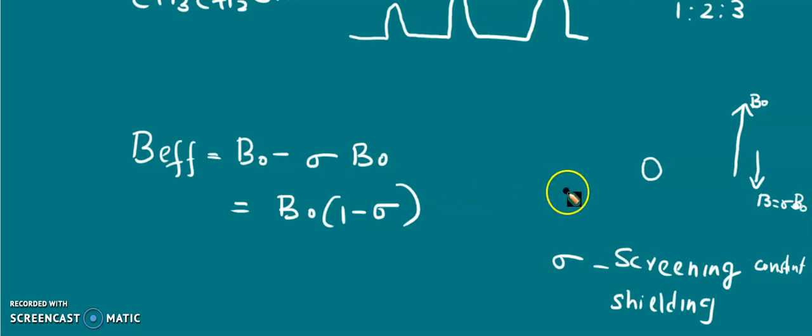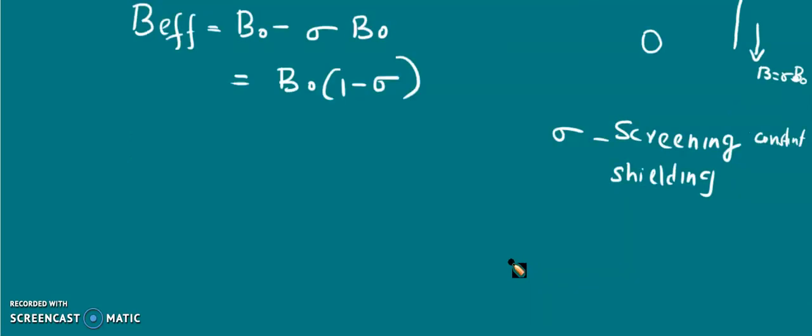The value of sigma is of the order of 10 to the power minus 15, a very small quantity, and the value of sigma depends on the electron density around the proton. In the case of acetaldehyde, there are two types of protons, the proton in the CHO group and the proton in the CH3 group. And the three protons in the CH3 group are equivalent.